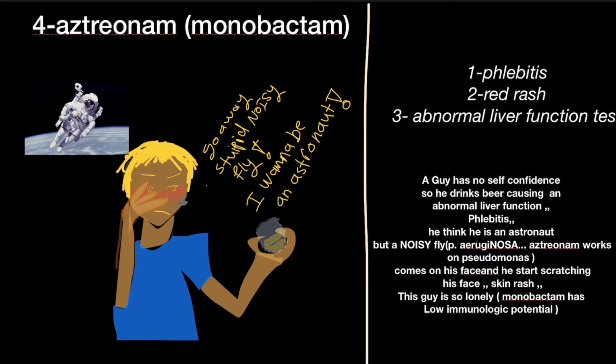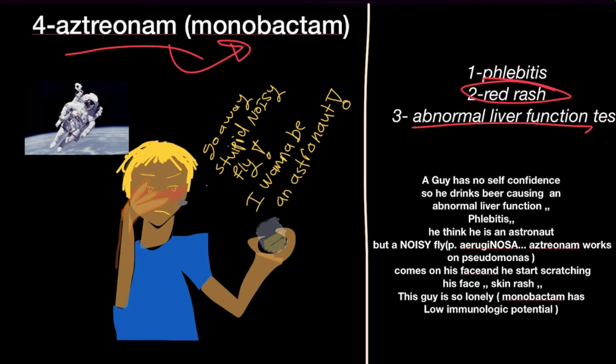The last drug in the beta-lactams is aztreonam, which is a monobactam. And to remember the adverse effects, you just remember a bad guy who drinks alcohol. So what comes with alcohol? Abnormal liver function and red rashes. Why red rashes? Because you know how people flush when they drink alcohol? And keep phlebitis in mind.